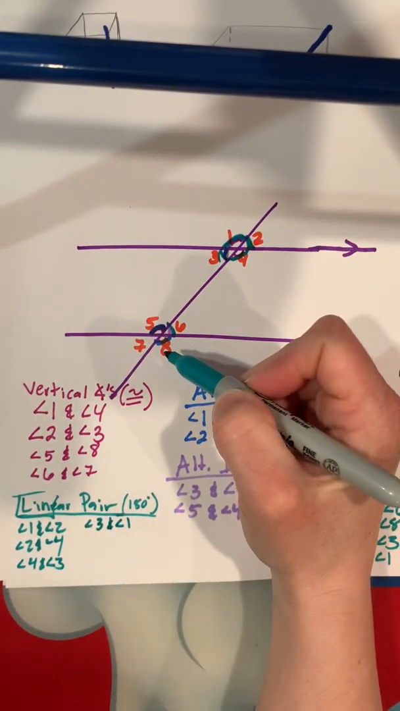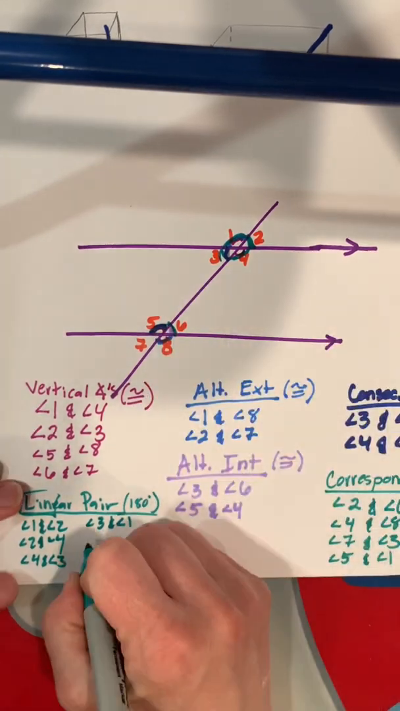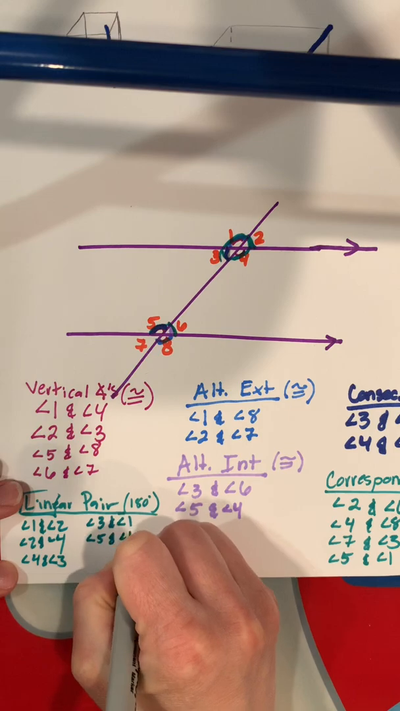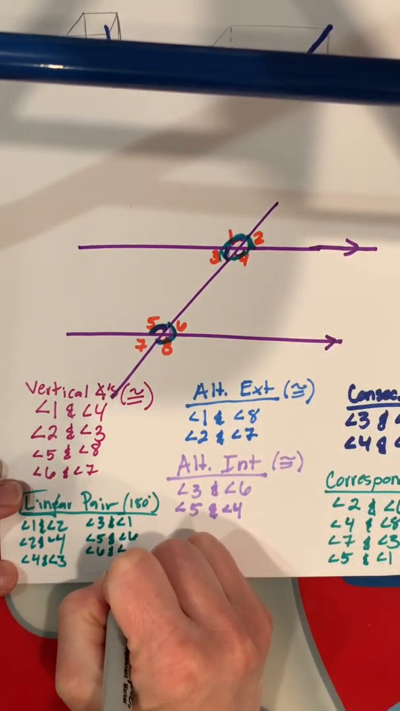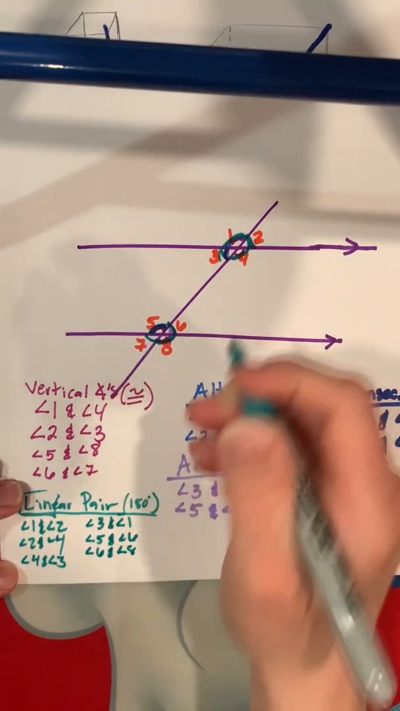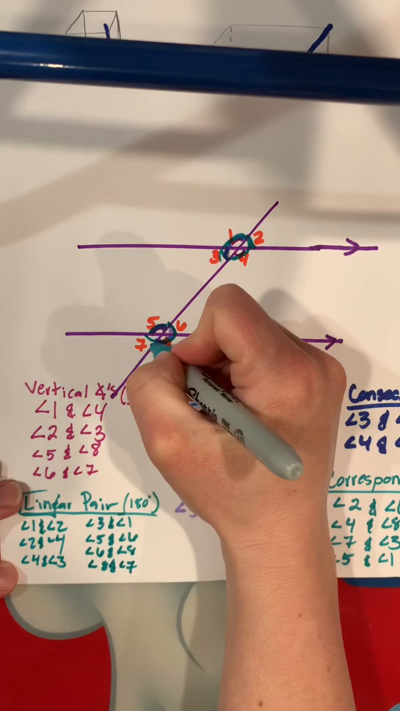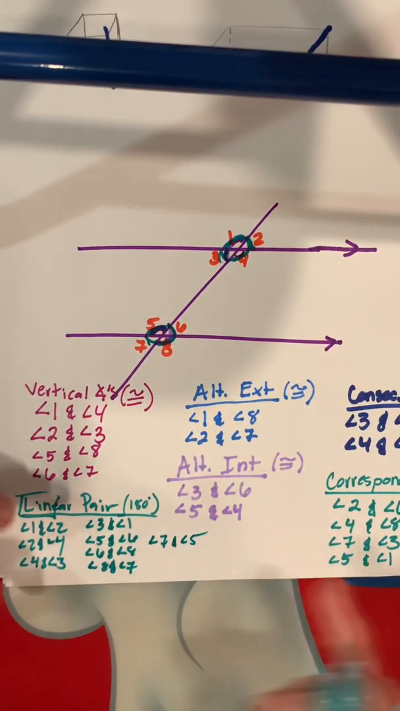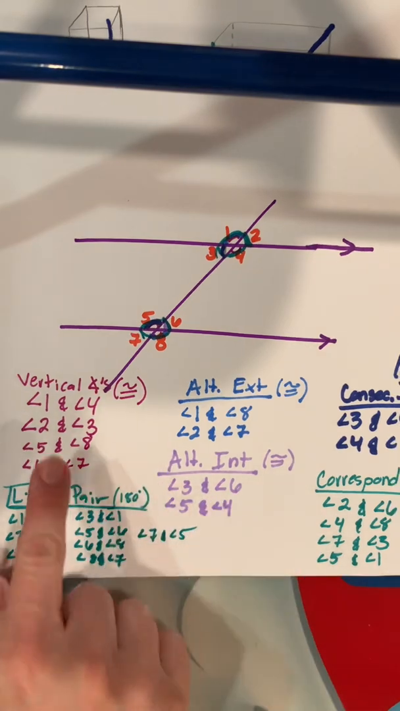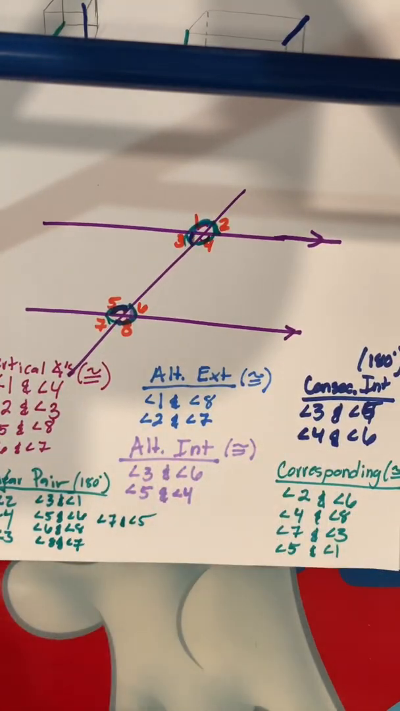Then we go down to our bottom line here. Angle 5 and angle 6 are a linear pair. Angle 6 and angle 8. Angle 8 and angle 7. And then angle 7 and angle 5. All right, so this is stuff from Unit 1. This is the stuff you talked about in our 2.1 notes yesterday.